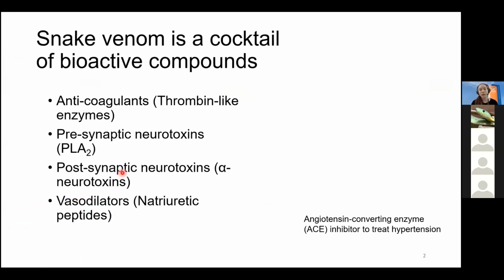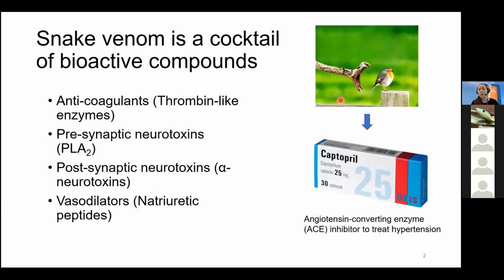So today I'll be talking about snake venom and why snake venom toxins are so interesting. Snake venom is actually a cocktail of bioactive compounds containing anticoagulants, presynaptic neurotoxins such as phospholipase A2s, as well as postsynaptic neurotoxins and vasodilators like natriuretic peptides. In nature, snakes use snake venom as a tool to capture prey and for feeding, but with the advance of technology, we have been able to utilize these bioactive compounds to create medicines and drugs for commercial and pharmaceutical purposes.